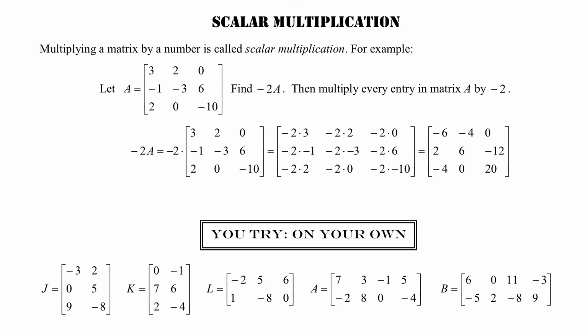Speaking of multiplying things, so now I'm on the third page. This is called scalar multiplication. And all that means is that we're just scaling by a certain number. So what we're going to do is take a matrix. Right here we have a 3-row by 3-column matrix, and it's asking us to find negative 2A.